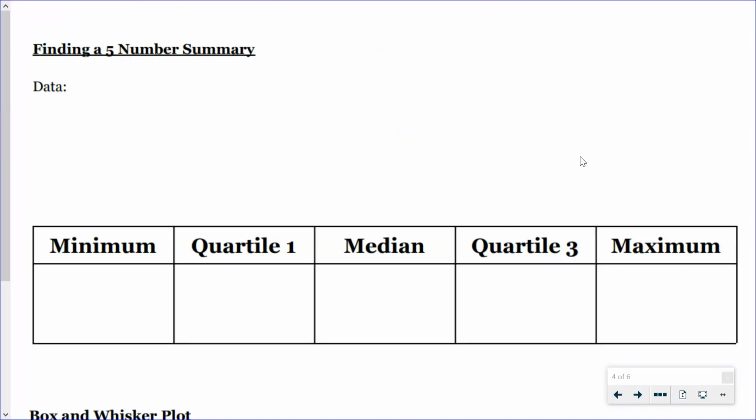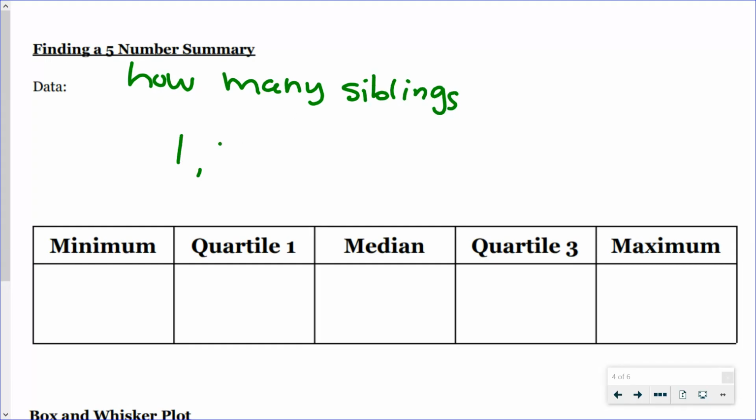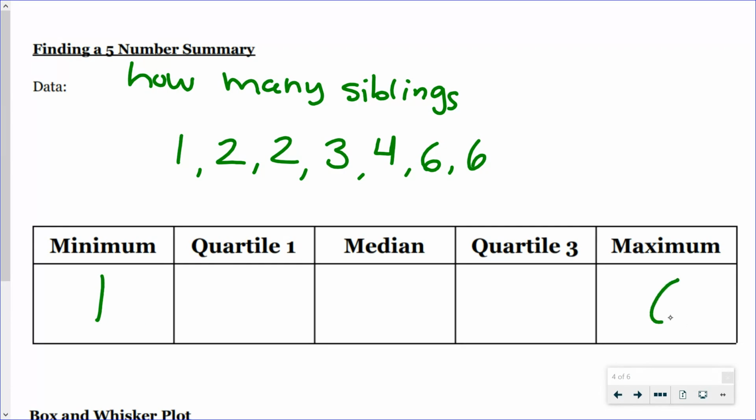So I have some data I collected about how many siblings a person has. And my data said 1, 2, 2, 3, 4, 6, 6. So that one person has 1 sibling, 2 siblings, 2 siblings, 3 siblings, 4 siblings, 5 siblings, or not 5, 6 twice. So I can easily find my minimum, that's my smallest number, 1, and my maximum, which is 6.